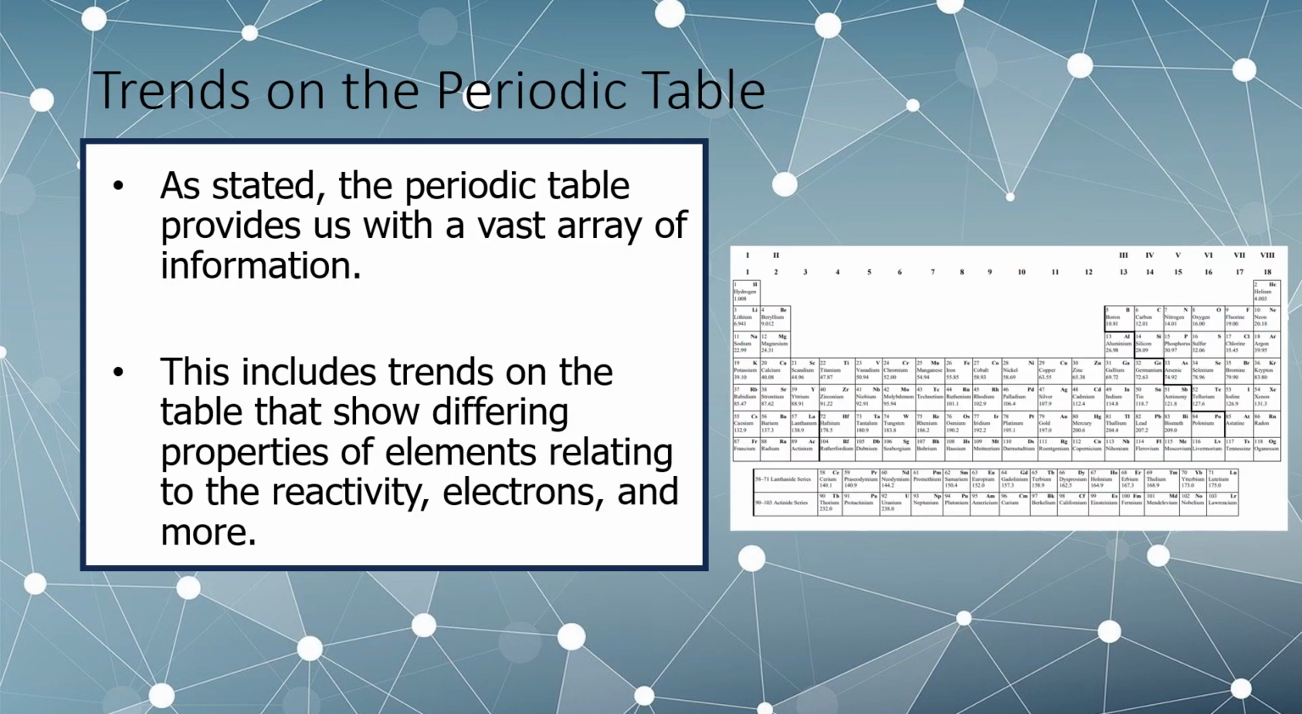As we've discussed, the periodic table provides us with a vast array of information. An important part of this information is the trends that it can show us, showing the differing properties of elements relating to their reactivity, their electron structure, and a wide range of different factors as well. Let's explore some of these now.